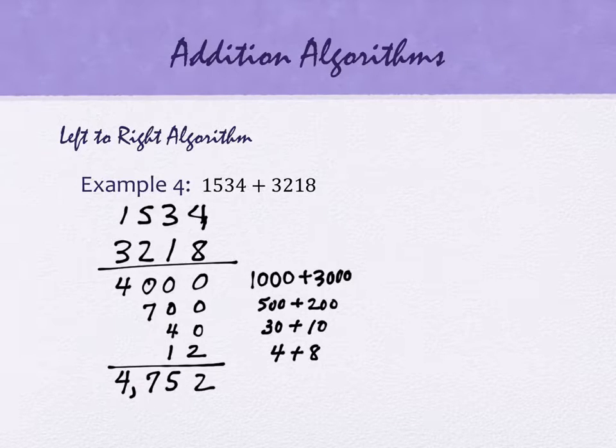Okay. Again, it isolates place value. That's helpful. This one moves left to right, which is helpful. But the cumbersome part is there's more writing. There's more steps to it.